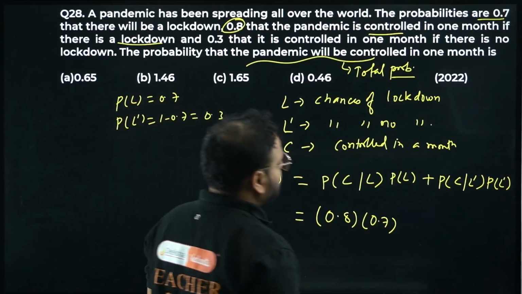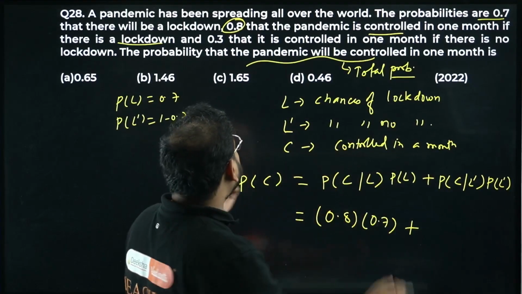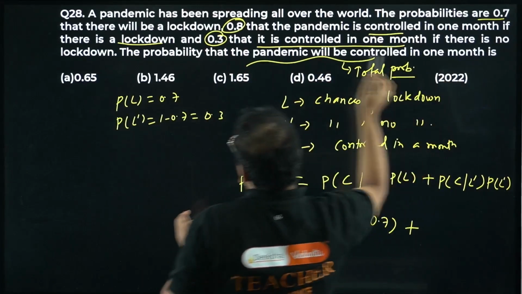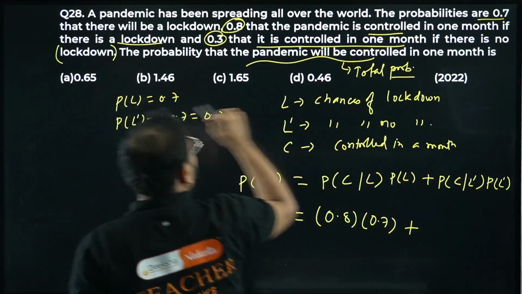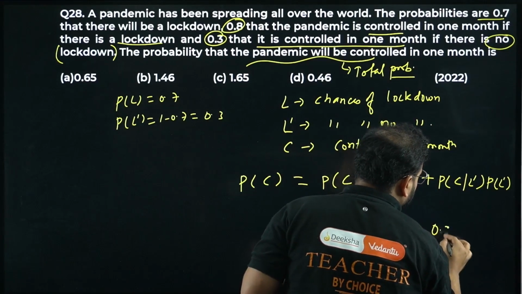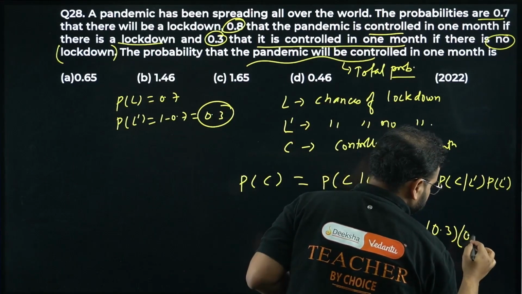I'm going to use it over here, that's why I'm writing that. And chances of controlling in 1 month if there is no lockdown is 0.3. Please check here, no lockdown. So 0.3 I'll write for that. And P(L dash) is how much? One more time, 0.3.